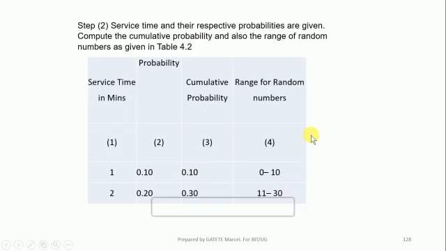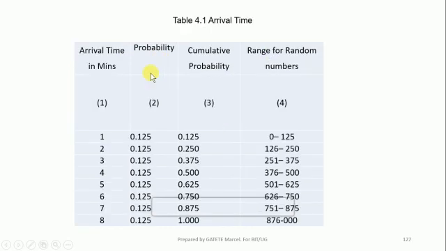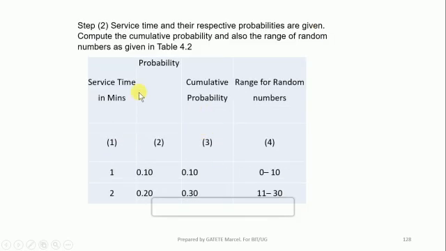So what is step 2 in solving this problem? This was about arrival time. The second step is that we are going to solve the problem of service time in the respective probabilities, computing the cumulative probability and also the range of random numbers.